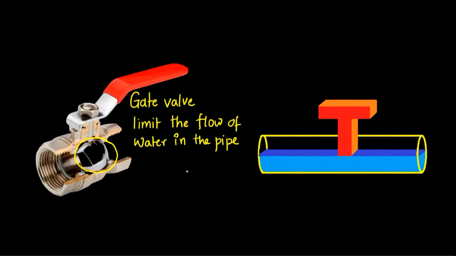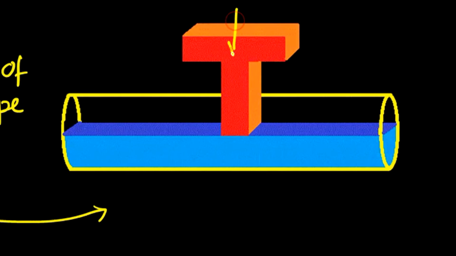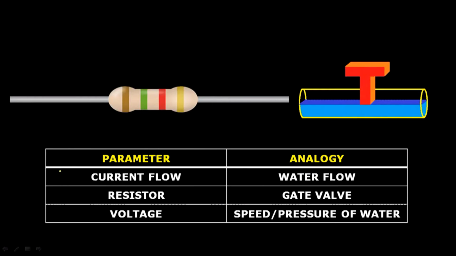Okay, let us represent this gate valve diagrammatically like this. Here you can see there is a pipe and there is a piston-like gate which can move up or down. When it is moving up and down, it can limit the flow of water. We have seen that we can use a gate valve for limiting the water flow in a pipe system.